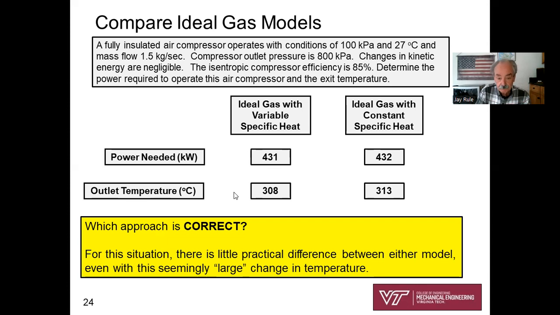On the outlet temperature, 308 using variable specific heat, 313 using constant specific heat. Are they different? Yeah, but not by much. What's the practical application? You're going to be needing to size out an aftercooler, a heat exchanger. You see that practically, your heat exchanger sizing, your heat exchanger design is going to be pretty much exactly the same. And so which approach is correct? Both are correct. So there's not an exact right for this type of industrial situation. There's not the approach. Both will work for you. Okay.